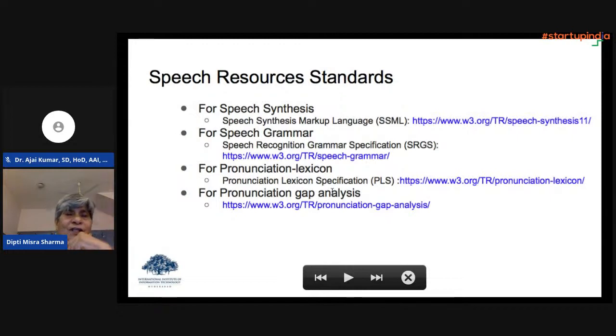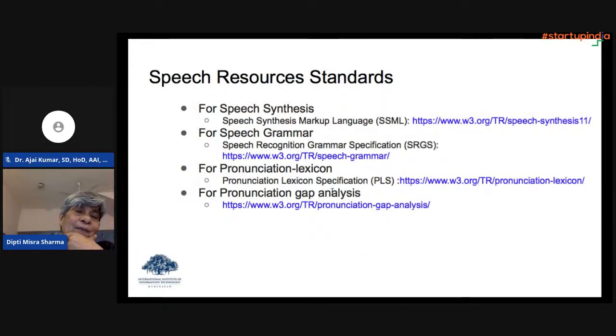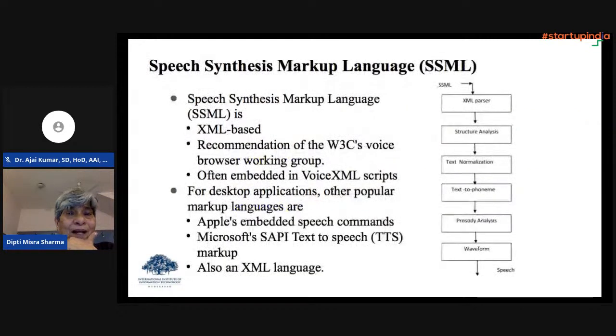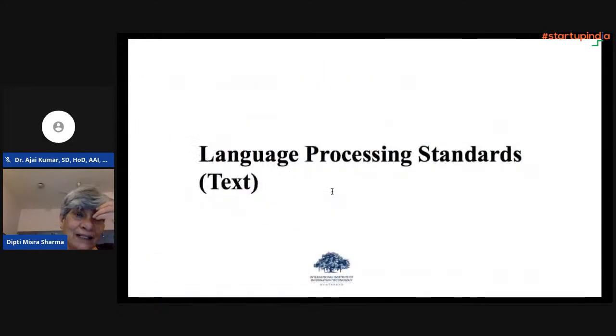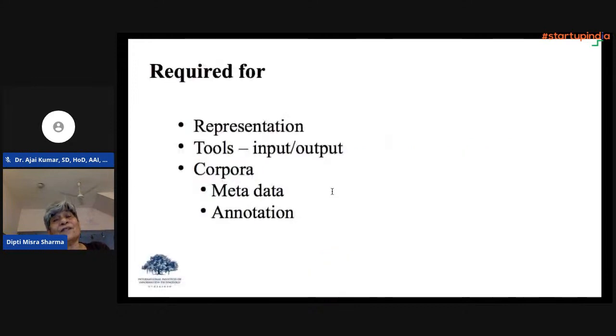And then, of course, there are also gap analysis and things available. Because we are short of time, I will not get into the details of these specific standards. So I'll just skip them and come to language processing standards for text. Now, text itself is huge.